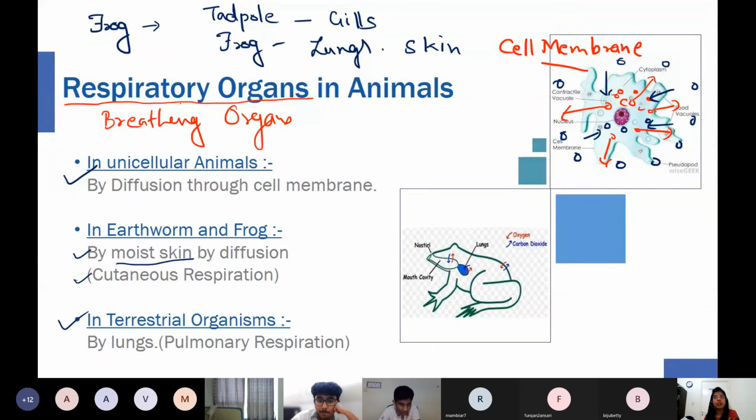Pulmonary means lungs. Okay. As terrestrial organisms, we are living on the land, so we are not extracting oxygen from the water. We are extracting oxygen from the air, and for that we have lungs.